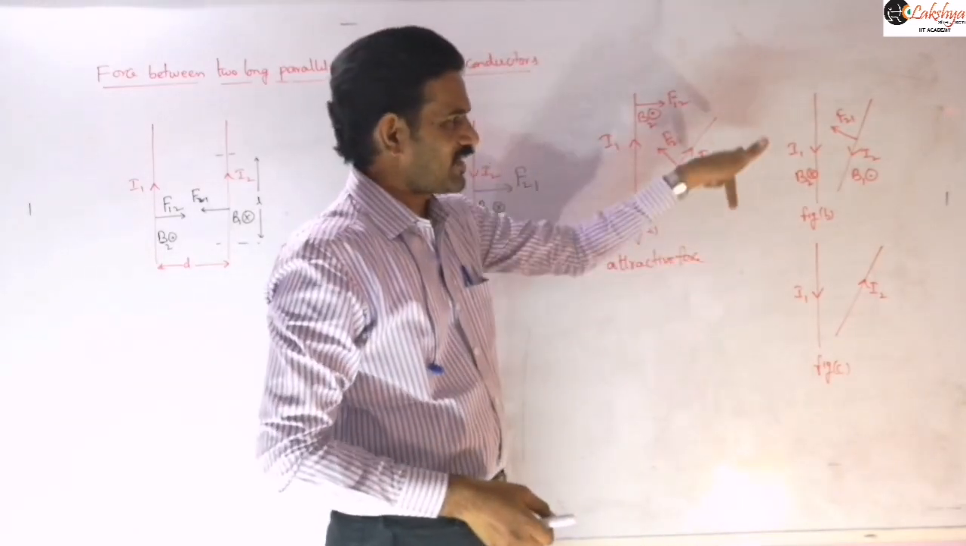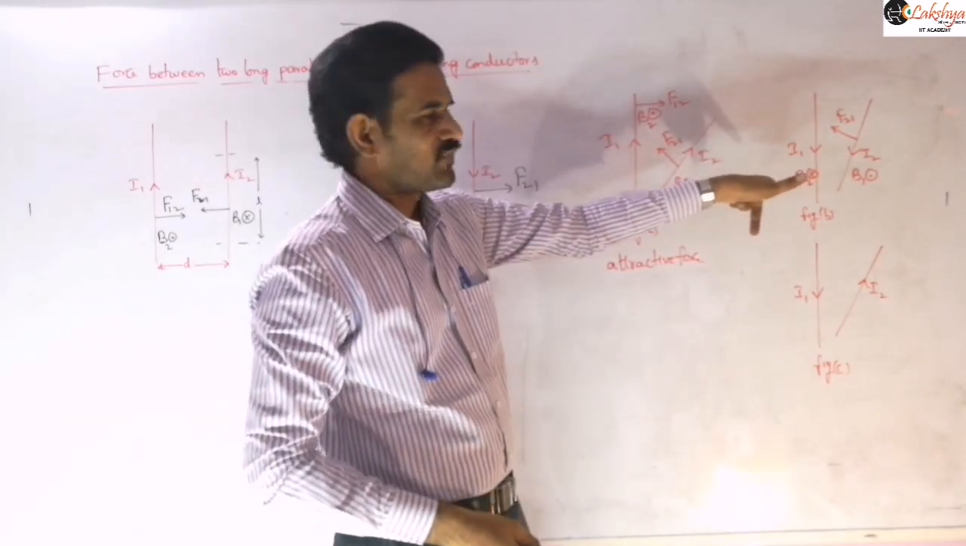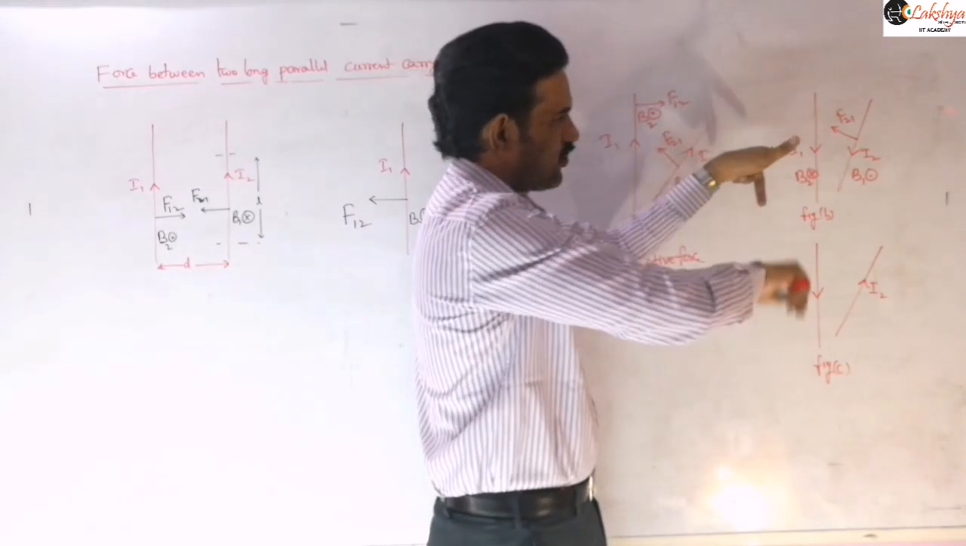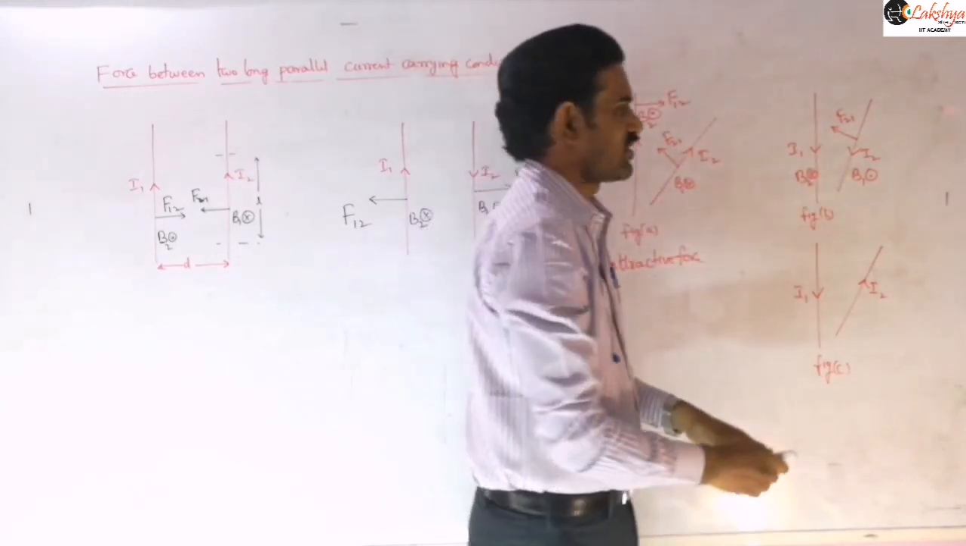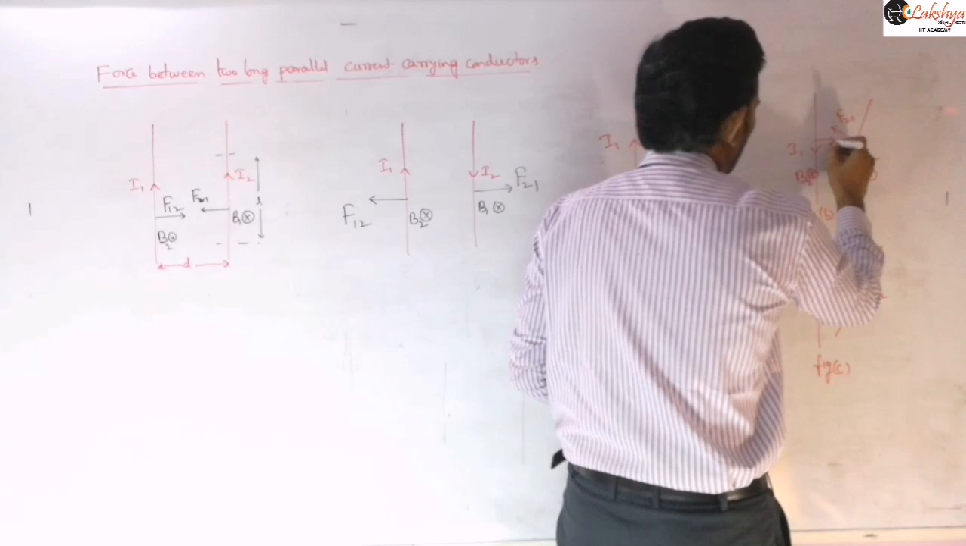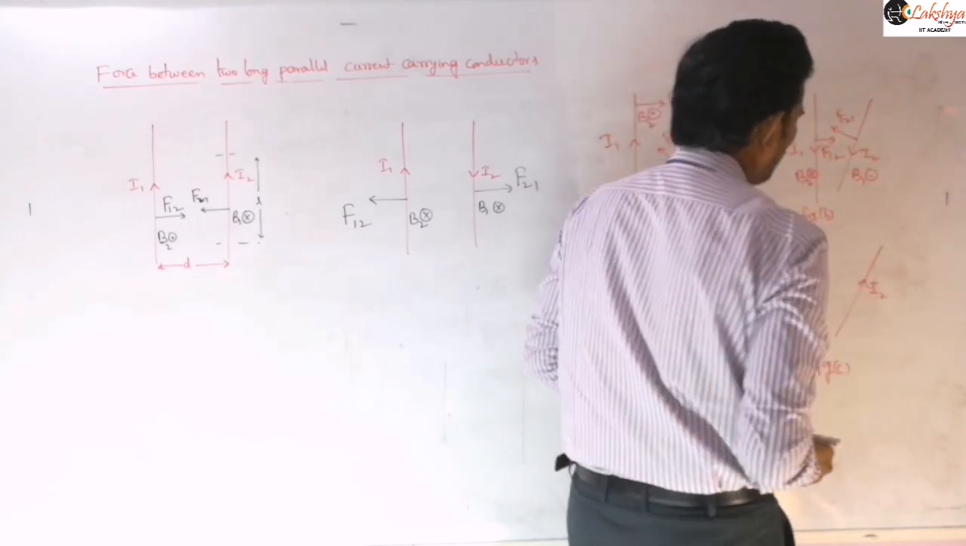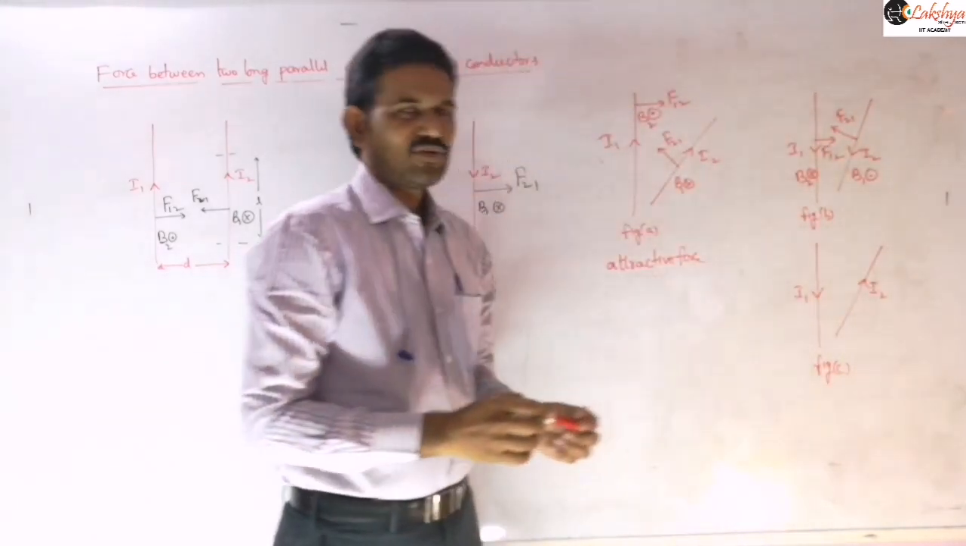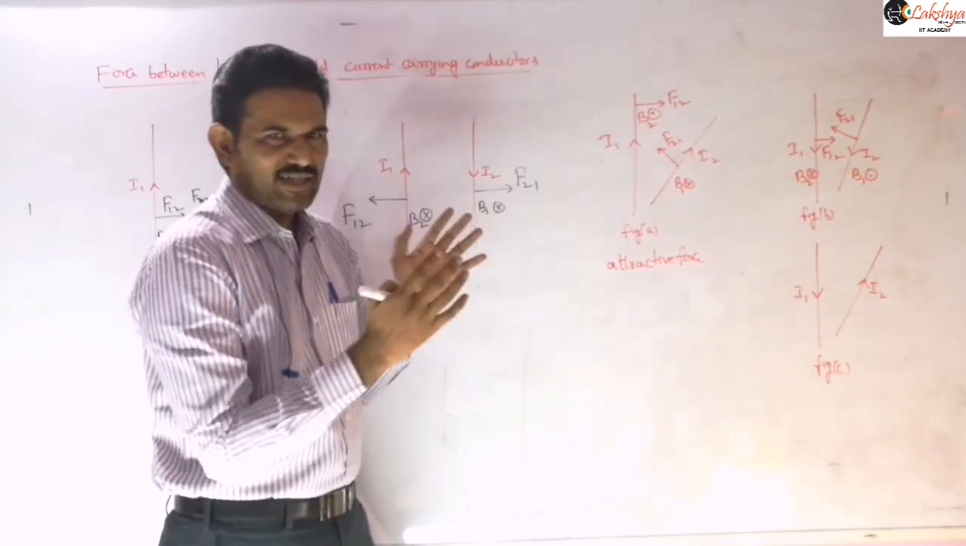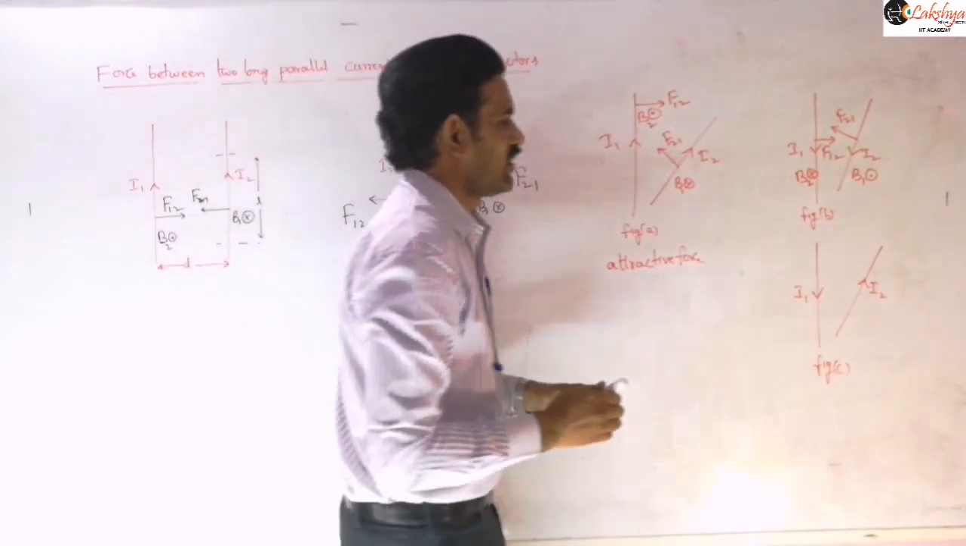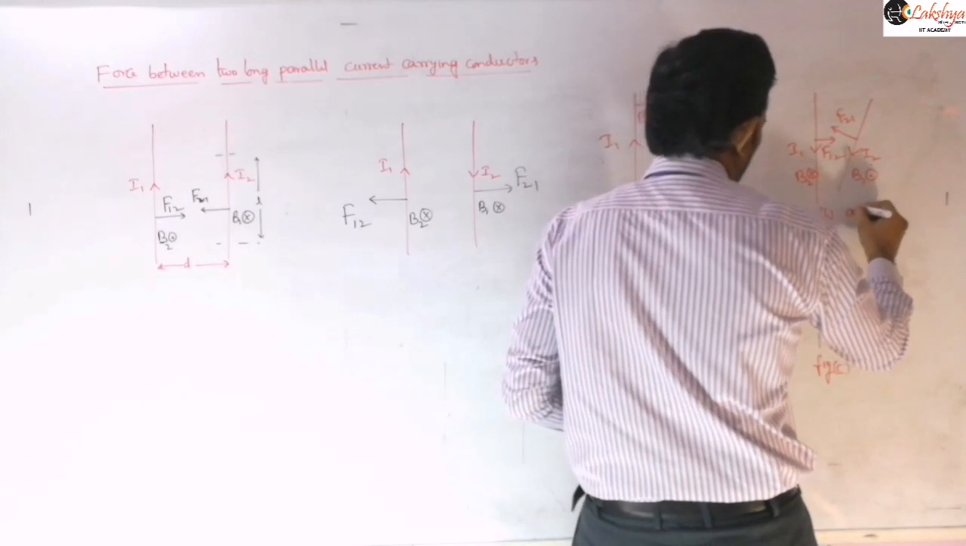Field is into the plane, current is in downward direction there, right? Field is into the plane, current is in downward direction, so the force will be along this direction. And so this force, F12, will be again along this direction. So again you can observe that because of that force they will attract each other. And so this is again attractive.